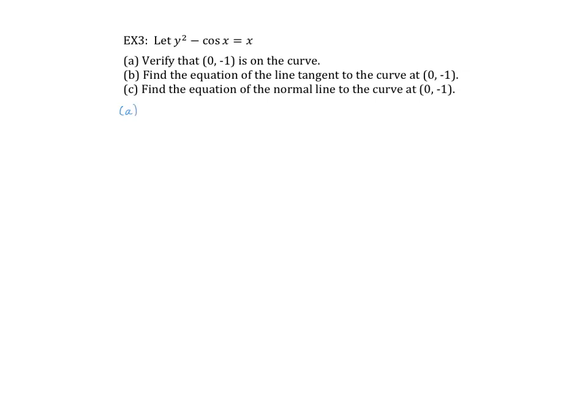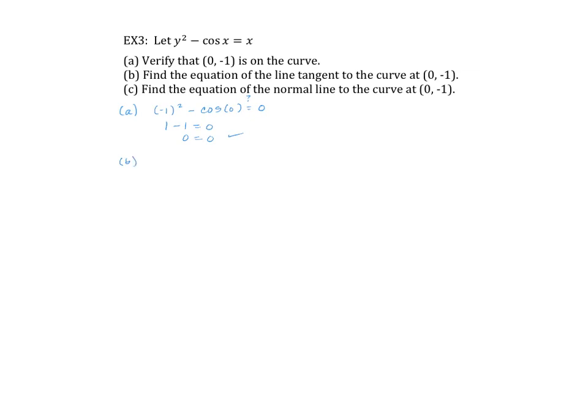So we're going to have to verify that (0, negative 1) is on our curve. Okay, so we're just putting in negative 1 for y and squaring it minus cosine of 0. The question is, is that equal to 0? That's what we need to verify. So we have 1 minus 1 equal to 0. Yes. The point (0, negative 1) is on our curve.